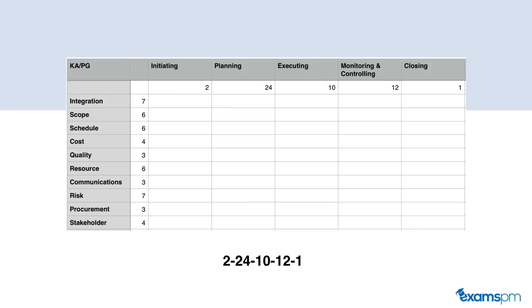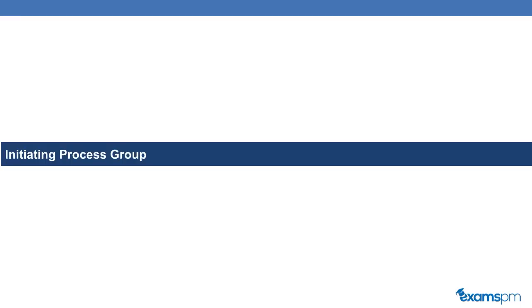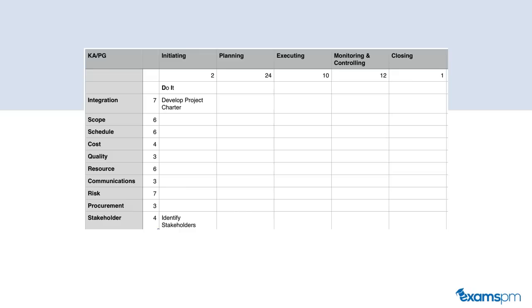Now that we know that, let's dive right into the 49 processes and memorize those. Let's start off with our initiating process group. One quick way to help you memorize all of the initiating processes, and there's only two, is to use the phrase "do it." Kind of like the Nike slogan, "just do it." That might be a good way to jog your memory.